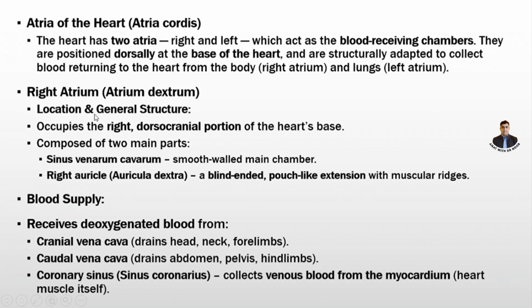Location and general structure of the right atrium: it occupies the right dorsocranial portion of the heart base. It is composed of 2 portions: sinus venarum cavarum, a smooth walled main chamber, and the right auricle, a blind-ended pouch-like extension with muscular ridges.